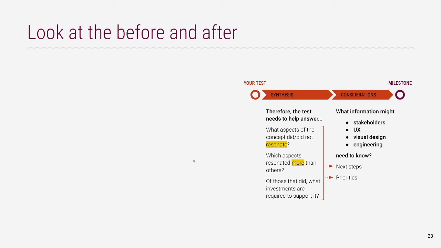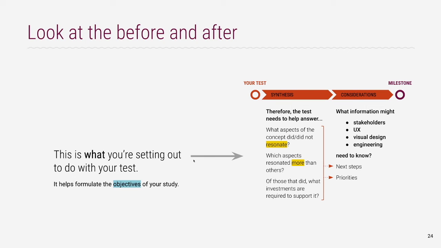In order to inform UX on what to fix, well, what do we need to do? We need to answer the question, what aspects of our concept did resonate with users? Which ones resonated more or less? And of those, what did we require to support that? Any test that answers those questions is a good test and we can continue. Any test that doesn't answer those questions is probably just showing off or targeted at the wrong metrics. So this is what we're setting out to do, and that becomes the objectives of our study, and it's something that we can work out before we put any users in a room with our thing.